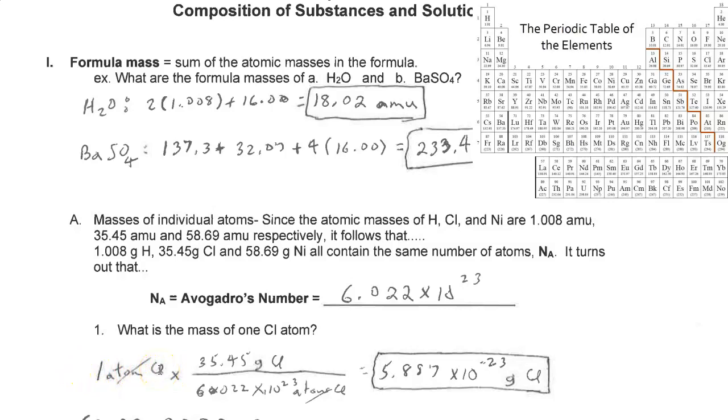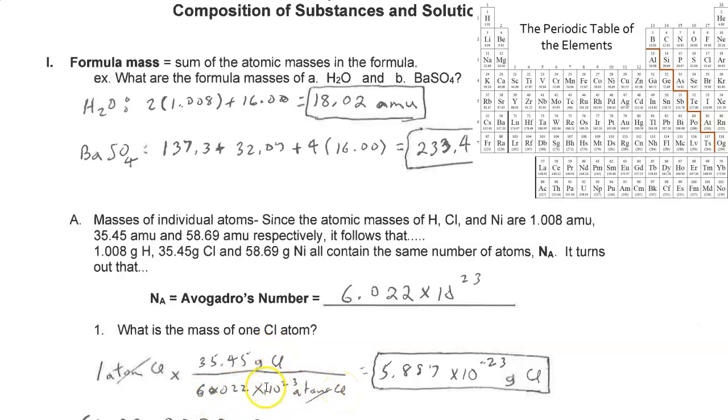Okay? Then I ask myself, do I know a direct relationship between atoms of chlorine and grams of chlorine? Well, I know that 6.022 times 10 to the 23rd atoms of chlorine weigh how much? Well, 35.45 grams. Where did I get the 35.45 from? That's the atomic mass in the periodic table. See, take the atomic mass in the periodic table, slap a grams on the end of it. That's how much 6.022 times 10 to the 23rd atoms of that weigh.